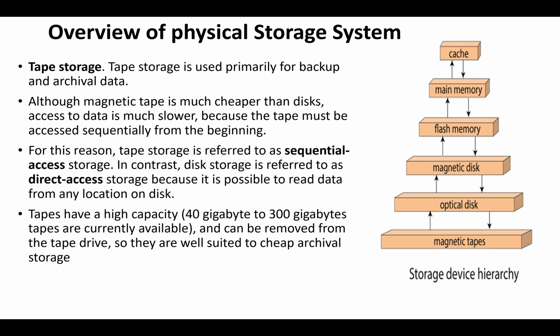Next is tape storage. Tape storage is usually used for backup and archival data. Although magnetic tape is much cheaper than disk, access to the data is much slower because the tape must be accessed sequentially from the beginning. For that reason, tape storage is referred to as sequential access storage. In contrast, disk storage is referred to as direct access storage because it is possible to read data from any location on the disk. Tapes have a high capacity, ranging from 40 gigabytes to 300 gigabytes, and can be removed from the tape drive. So they are well suited to cheap archival storage.